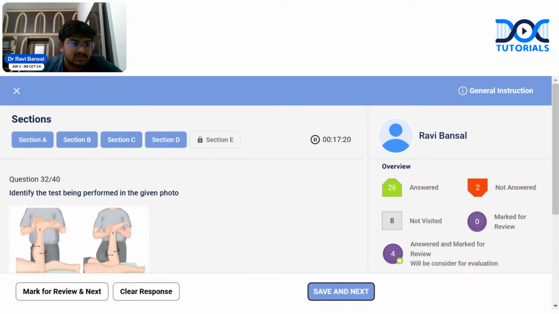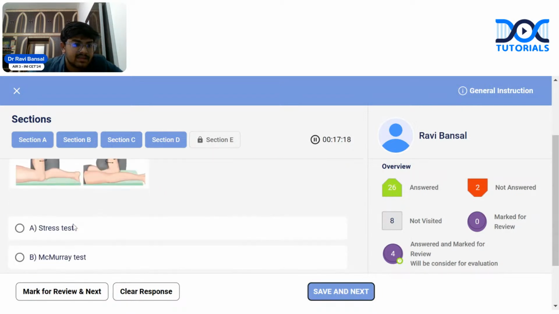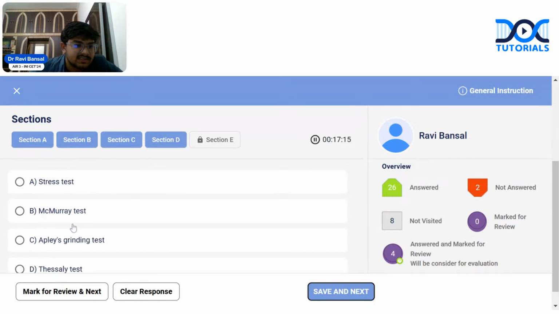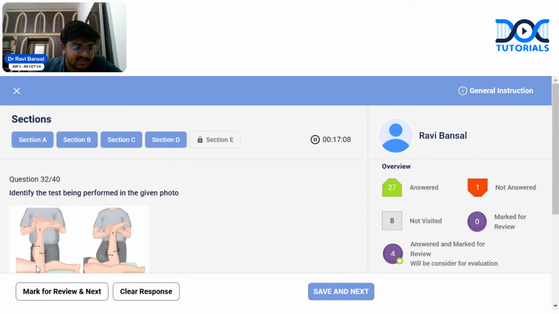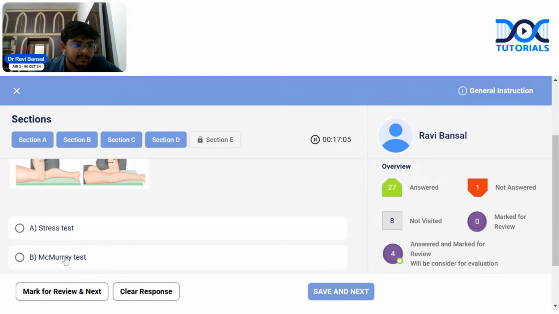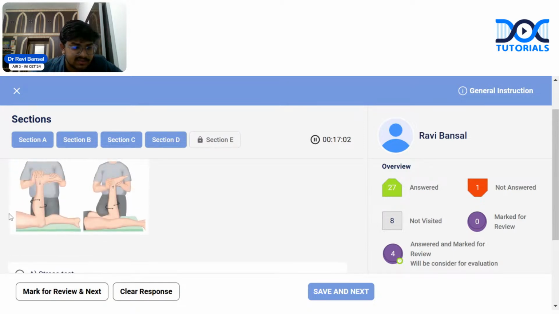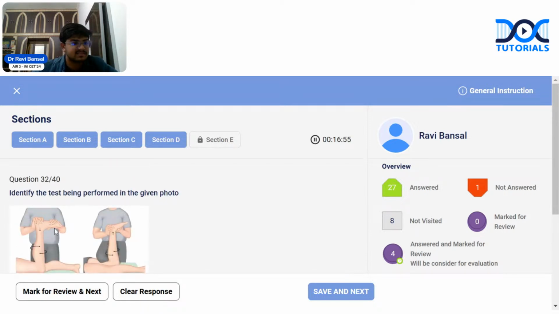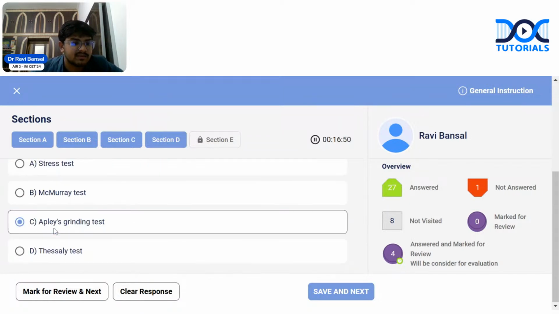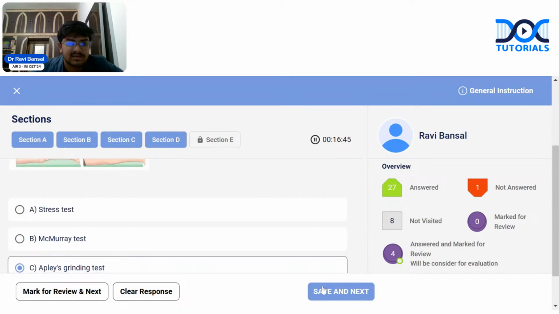Identify the test being performed. So this is for meniscus injury. This is Apley's grinding test. The stress test is for the medial or lateral collateral ligament. We do not hold this 90 degree flexion in McMurray's. We do only 30 degree to 25 degree. Apley's grinding test, yes, this is right. We flex the knee to 90 degree, then we rotate medially or laterally to see if there is any pain. Hasty test, I do not know about this test. So this is looking right.